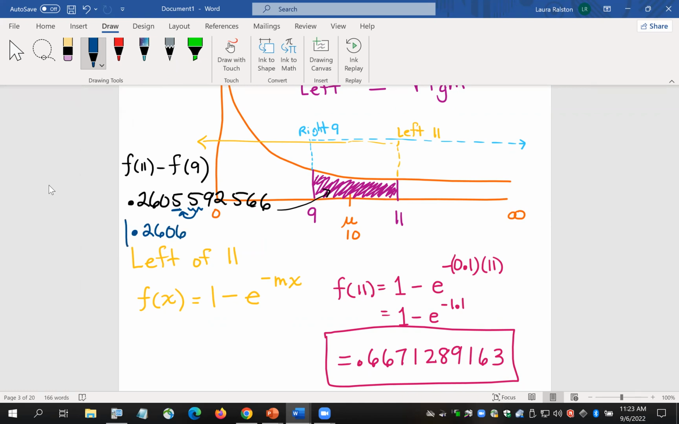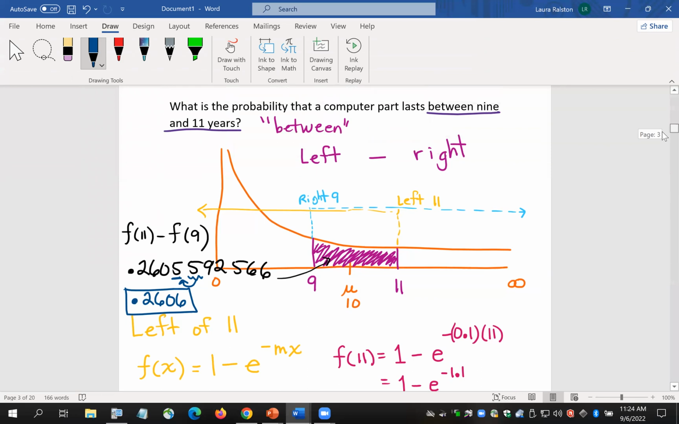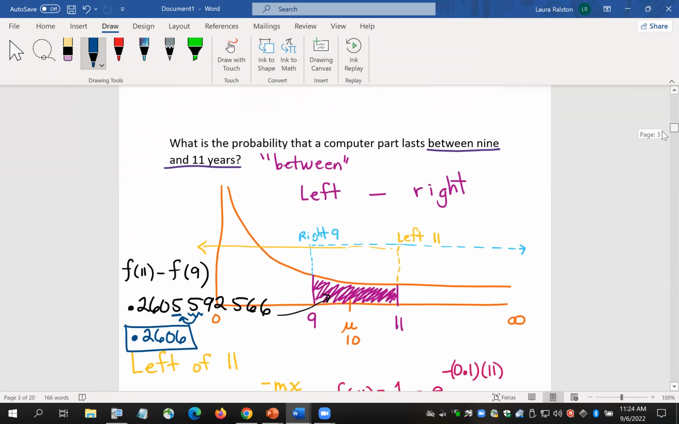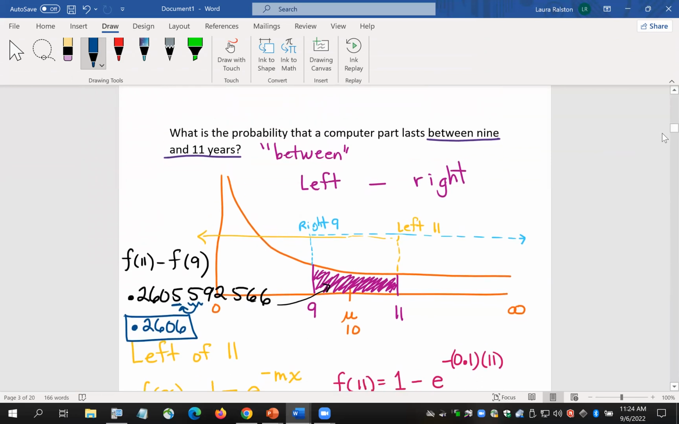0.2606. So approximately 26% probability that that computer part lasts between 9 and 11 years. But that one's not, because of the between, it's not as straightforward. You have to figure the left region, the right region, and then subtract the two.